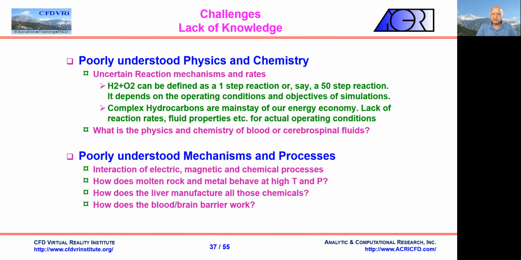Let's take the case of reaction mechanisms. Take hydrogen and oxygen. It can be defined as a one-step reaction, H2 plus half O2 gives H2O, or it can be a 50-step reaction, or maybe even a 100-step reaction. H2 dissociates into H plus H, O2 into O plus O, H and O combine to form HO. So all these things happen. There are reverse reactions, forward reactions, intermediate reactions happening all the time depending on the operating conditions. And what is it we're looking for? Are we looking for the detail of what's going on? Or are we looking for an end result?